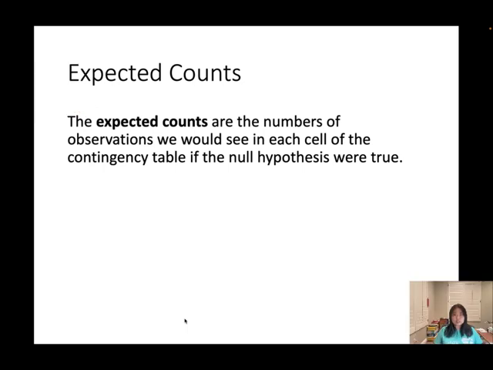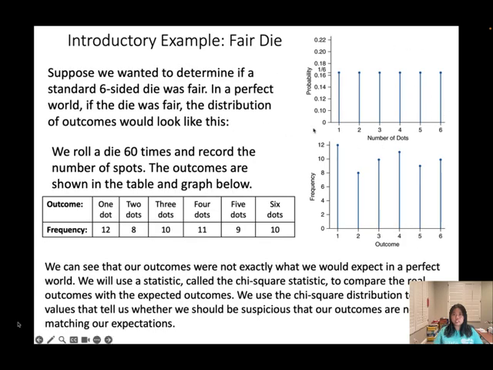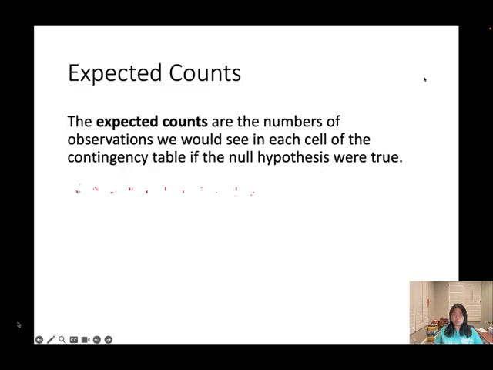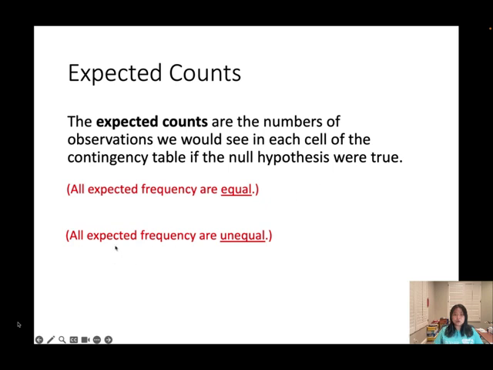First, expected counts. The expected counts are the numbers of observations we could see in each cell of the contingency table if the null hypothesis were true. We have two types of expected count. First one, all expected frequencies are equal. That means they have the same probability to land on each outcome here. Second one, all expected frequencies are unequal. I'm going to talk about this one on the next slide.